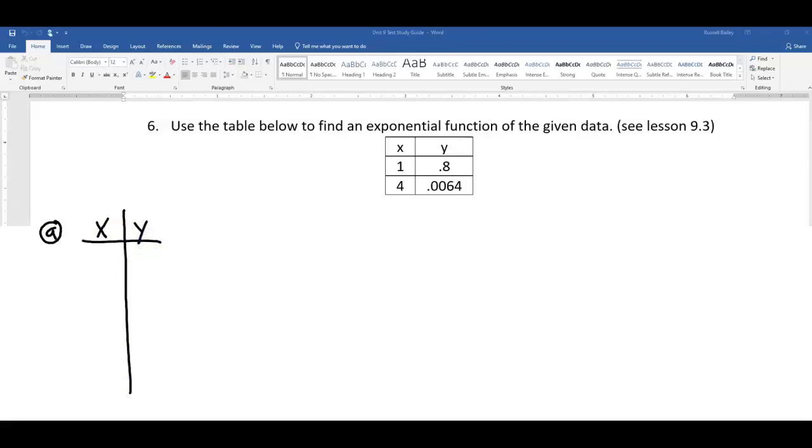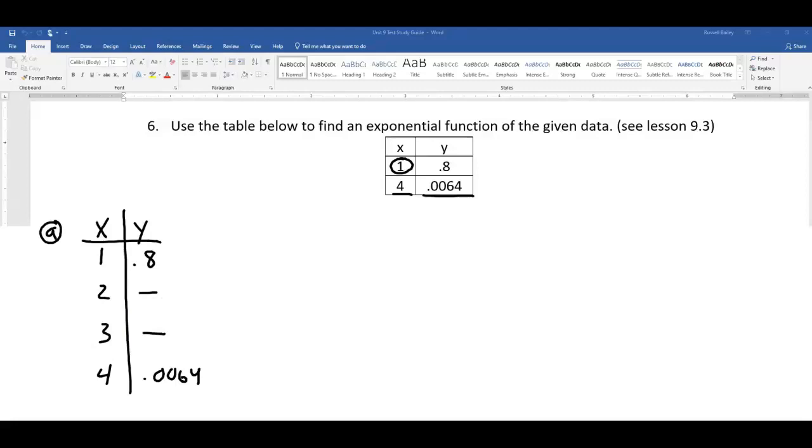My x value starts with 1, and my y value is 0.8, and then after that they go to x equals 4, and they end on 0.0064. And we're missing some numbers in between x equals 1 and x equals 4, so we're missing x equals 2, and we're also missing x equals 3, and we have no idea what the y values are for those because they didn't give them to us.